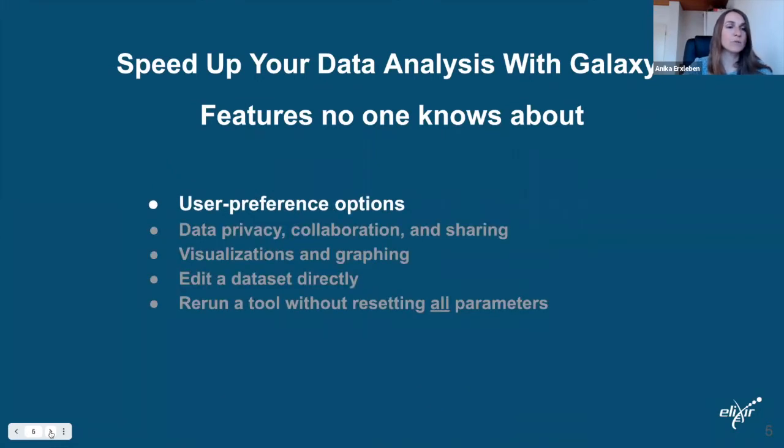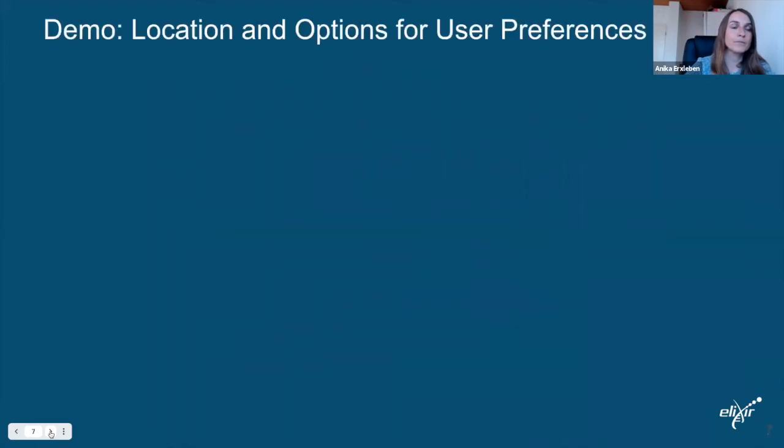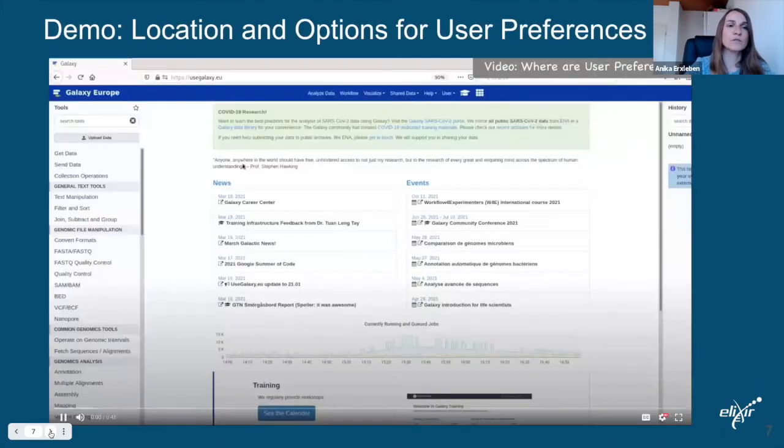So we start with user preference options. In Galaxy, there are some hidden options, and we want to show you some of them and explain what they are and how you can customize them. Next slide. We start with a small video, and this video shows you the location.